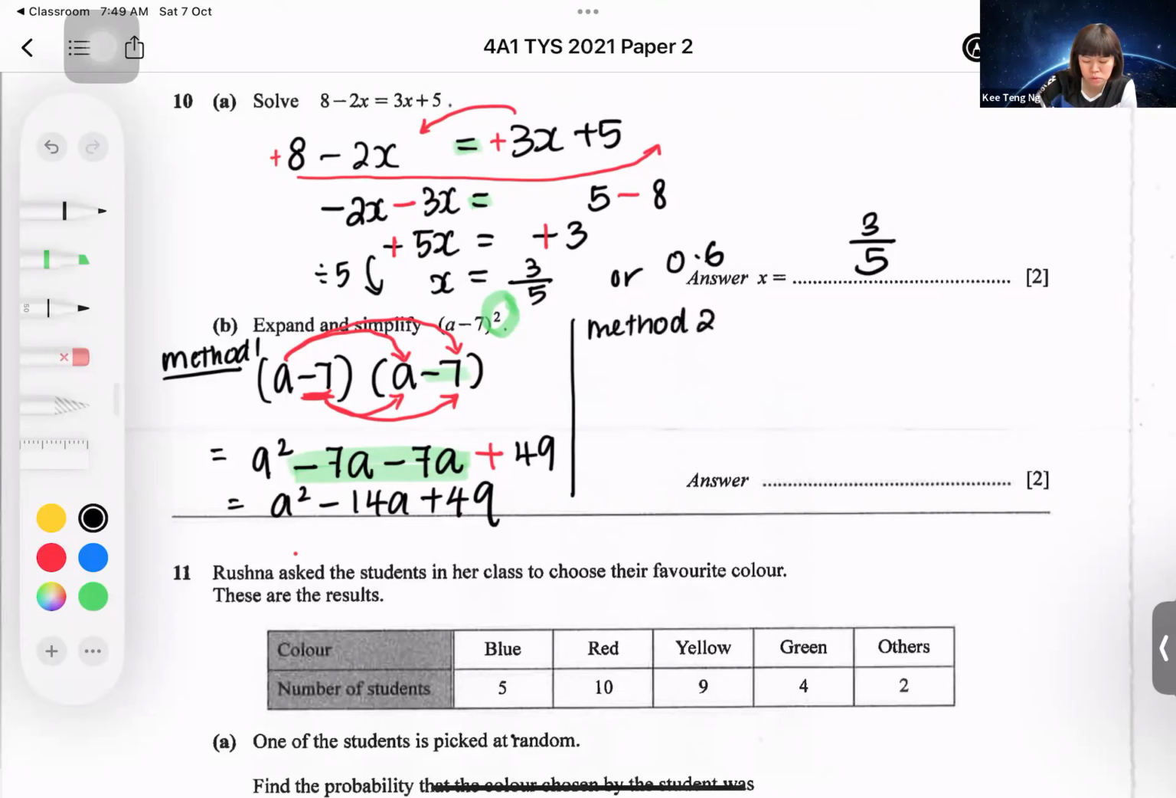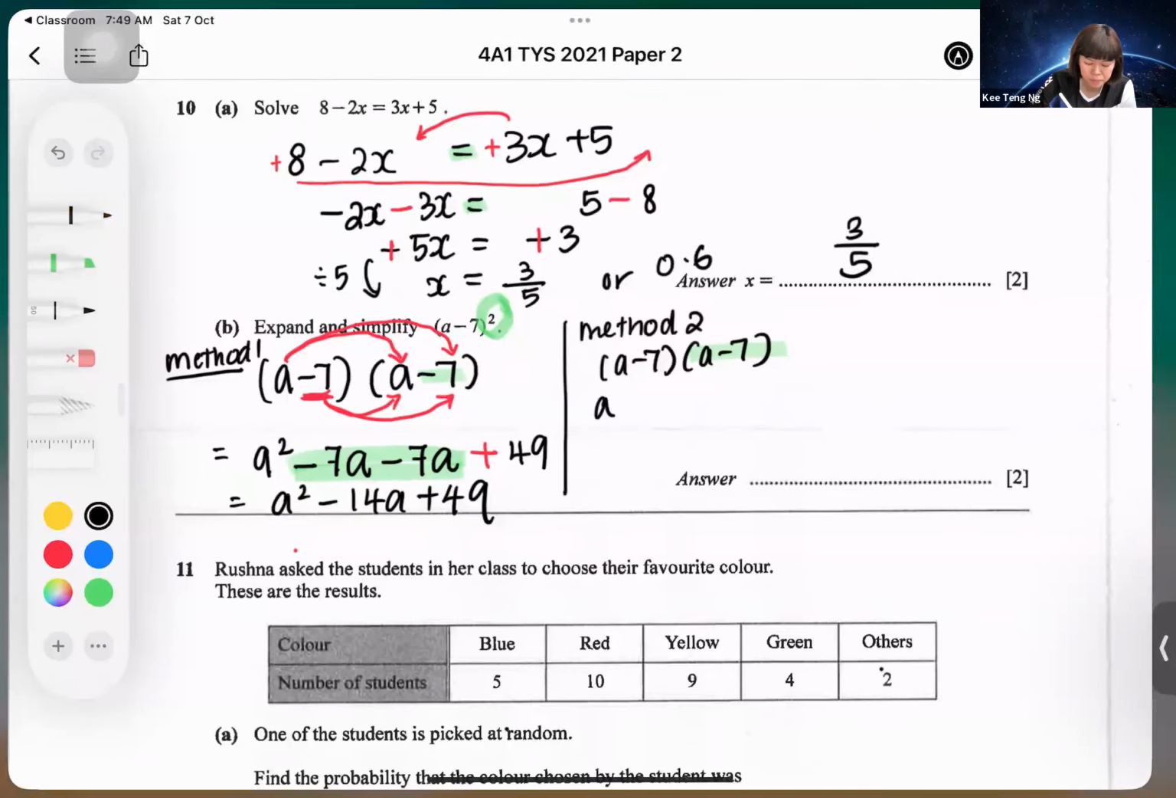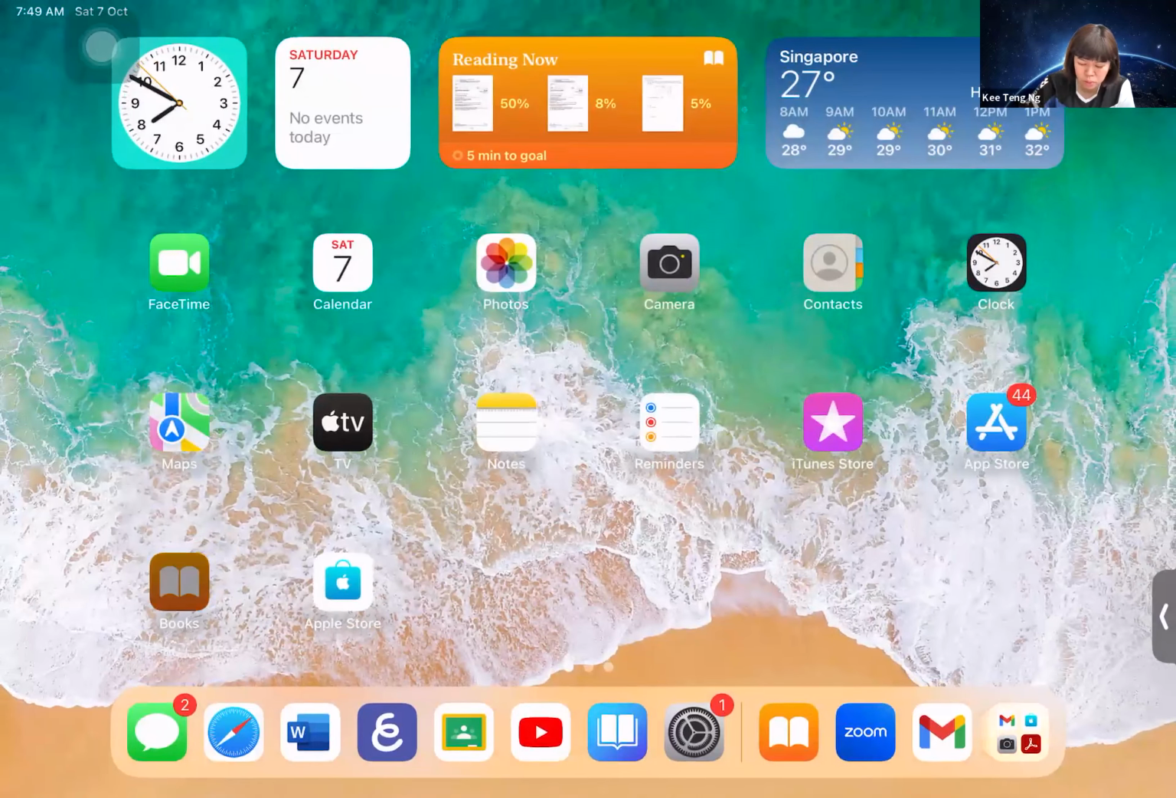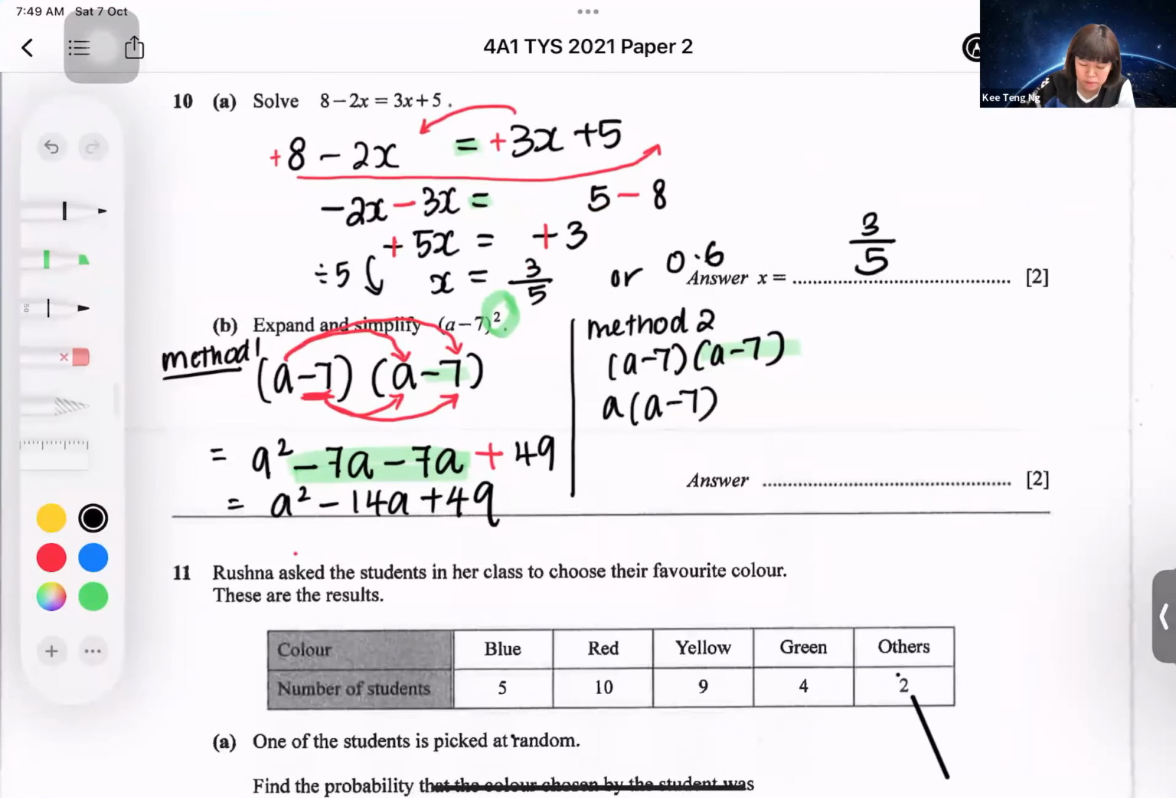Method number 2, this is A minus 7, A minus 7. So if it's A minus 7 times A minus 7, I take A first. So A multiplies to the whole bracket, A minus 7. Minus, then the second term, negative 7, multiplied to the whole of the bracket, A minus 7.